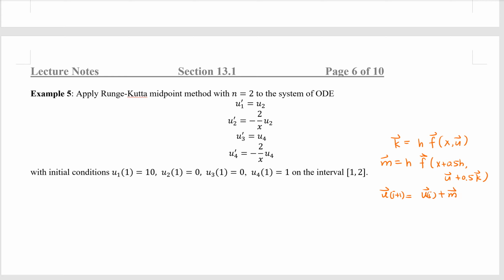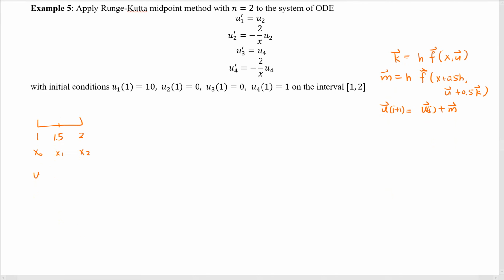Okay, so now we have 4 coordinates. Okay, and with n equals 2. So we have initial conditions. So let's see here. We are on the interval 1 to 2, and we divide it into 2 subintervals. So this guy is 1.5. This is x0, x1, and x2. Then that corresponds to u of 0, u of 1, and u of 2.